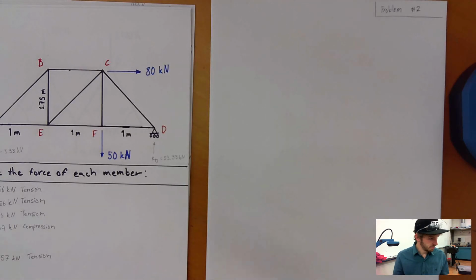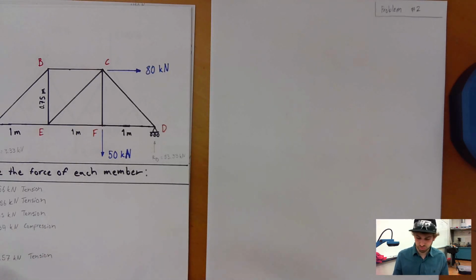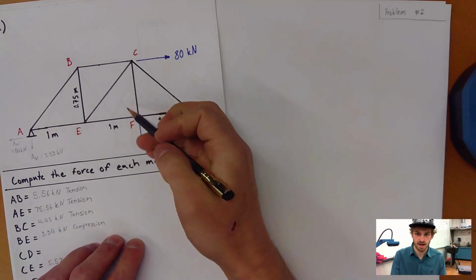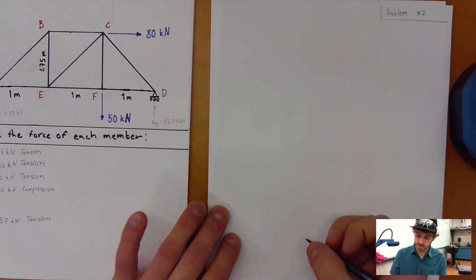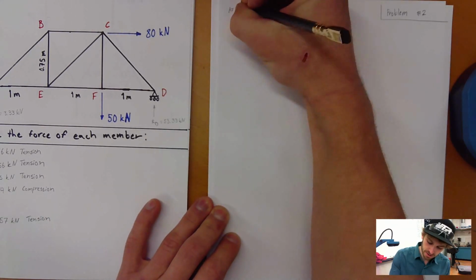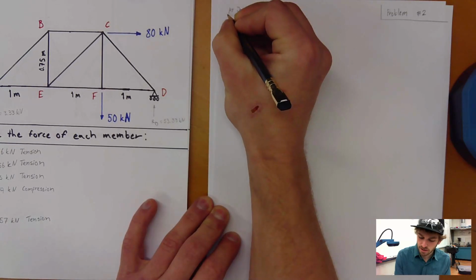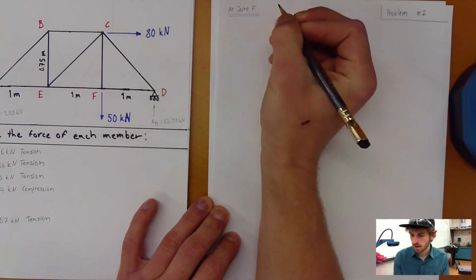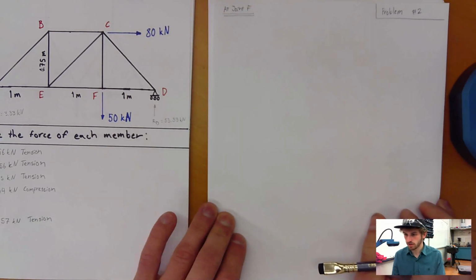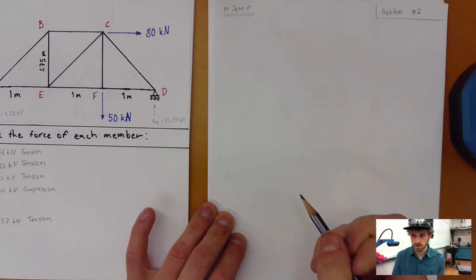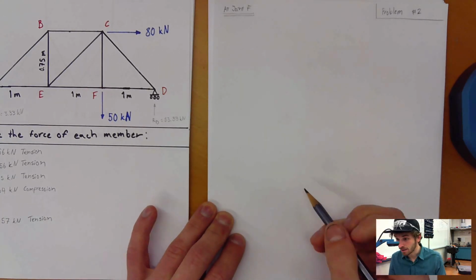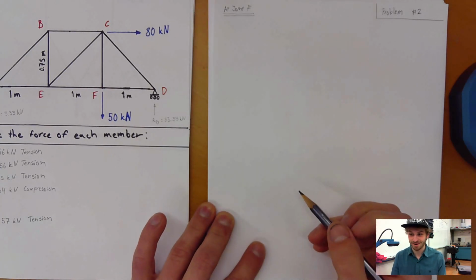Okay. Let's do joint F now. Joint F, that would be a good one to do next. Okay, at joint F. All right, I might start to do these a little bit quicker. I'm hoping you're catching on by now, and the video's already been 40 minutes.